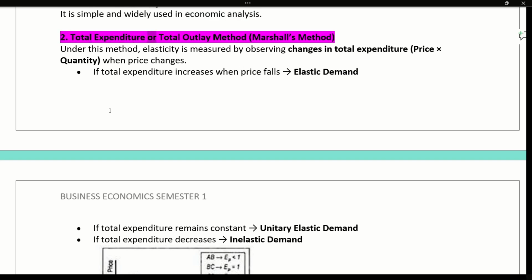2. Total expenditure or total outlay method, Marshall's method. Under this method, elasticity is measured by observing changes in total expenditure, price times quantity, when price changes. If total expenditure increases when price falls, elastic demand. If total expenditure remains constant, unitary elastic demand. If total expenditure decreases, inelastic demand.